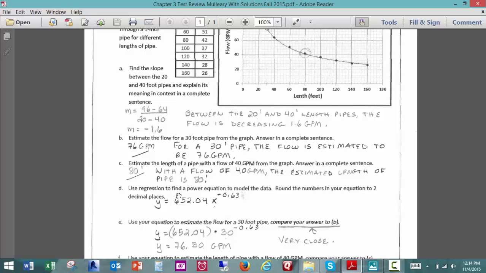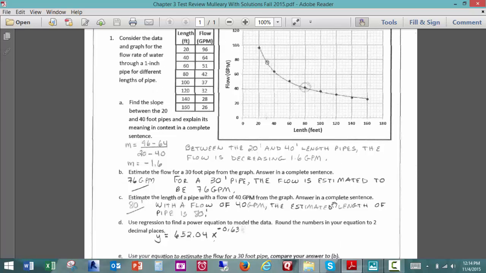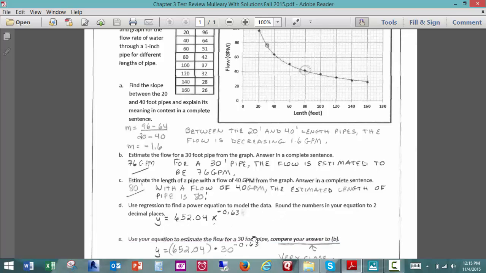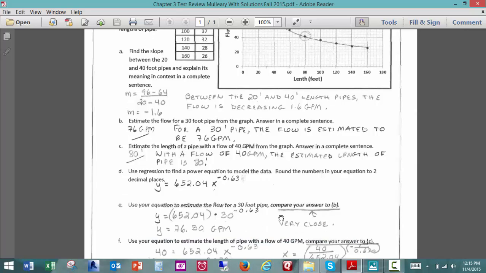D, use regression to find a power equation to model the data. Round the numbers in your equation to 2 decimal places. And so that's what I did. I entered this data in my calculator. I selected the power equation under which kinds of regression I wanted, and these are the values that I got. So the equation is y equals 652.04 times x to the negative 0.63.